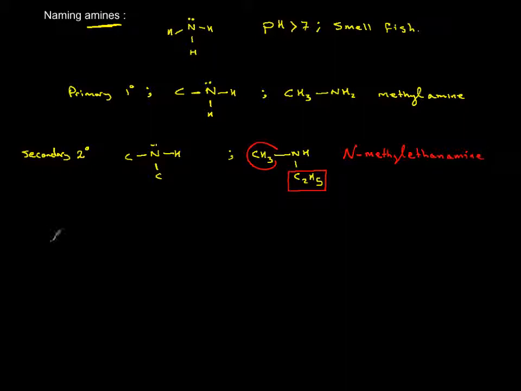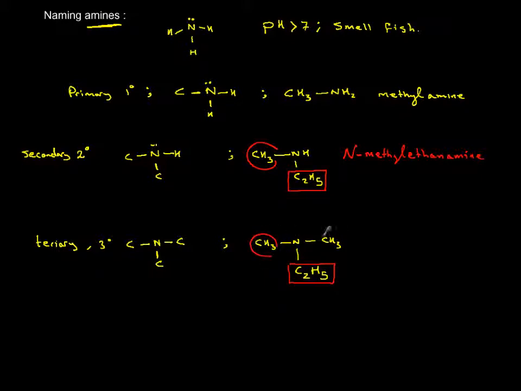Now if you have a tertiary, then the nitrogen has no more hydrogen left on it. It's 3 carbon attachments. For example, we can have a methyl group attached to nitrogen, another methyl group, and let's end it with a longer chain of ethane. The same format follows. This is your last name, and the 2 smaller alkyls become branches.